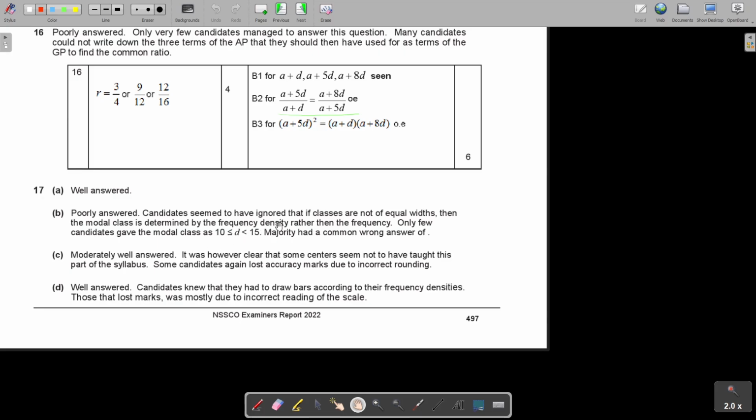frequency density. And then part C, moderately well answered. It was, however, clear that some centres seem not to have taught this part of the syllabus. Some candidates again lost accuracy marks due to incorrect rounding. Then the graph, well answered, candidates knew that they had to draw bars according to the frequency densities. Those that lost marks did so mostly due to incorrect reading of the scale.